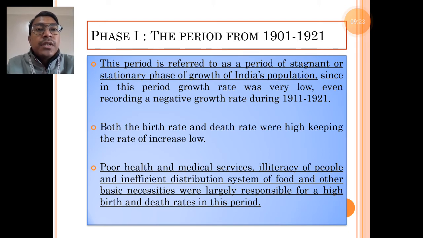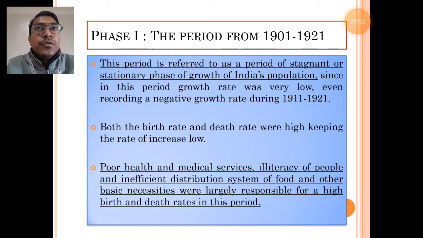From this topic you may get a question like: which period is referred to as the stagnant or stationary phase of population growth? In that case your answer will be phase 1, the period from 1901 to 1921. Or you may get a question: why during the first phase was the population growth rate almost stagnant? In that case you have to mention that both the birth rate and the death rate were high, and the reasons why they were high.